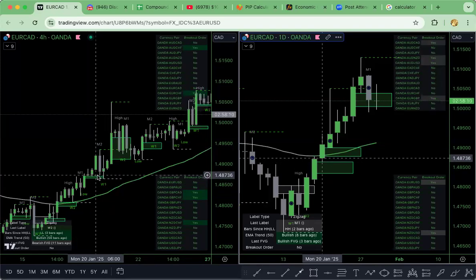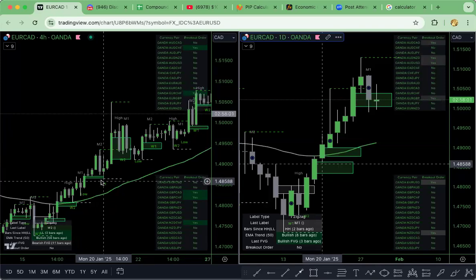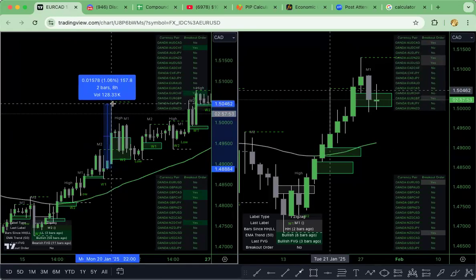I told them when this 4-hour FVG appeared in the VIP group, I said, everybody, the 4-hour FVG is there. Wait for your W1 entry, your W1, W2 or low entry. Look here, price action created a W1 entry right here on the Monday at 2 o'clock. So that was a New York session. Look what happened straight away. 160 pip trade.